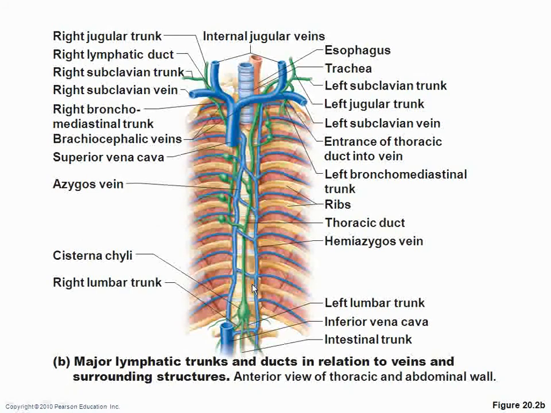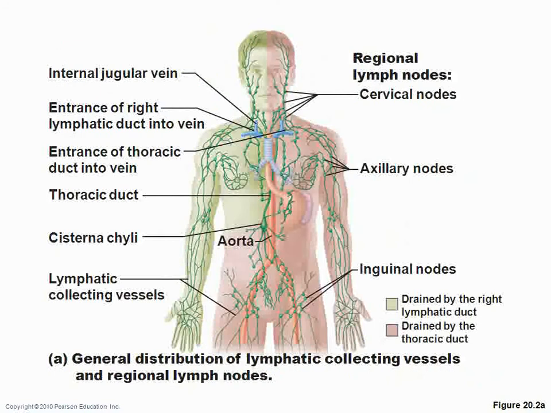The one on the left is much bigger, much larger. Look here. Here it is. Travels all the way up in front of your spine there. It is called the thoracic duct. I think you can kind of tell. It's a little difficult. The shading is off. They used to make it more obvious.